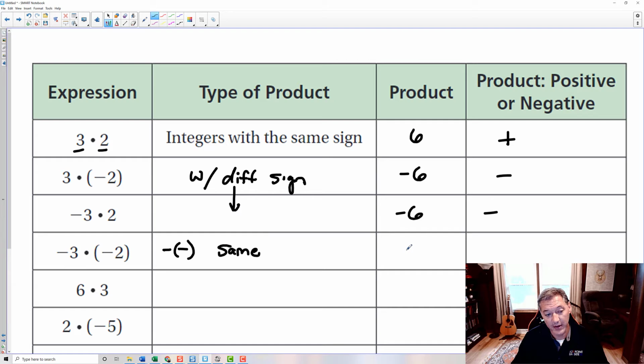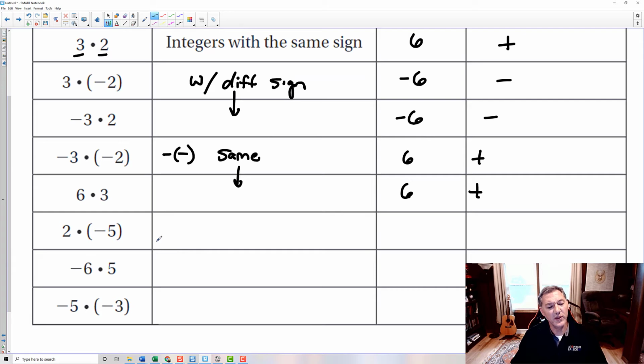And this will be positive 6, and it's a positive answer. 6 times 3, same sign again. They're both positive. And this equals 6 as well. So what do you think these last 3 are? I want you to pause for a moment and think about what it might be.